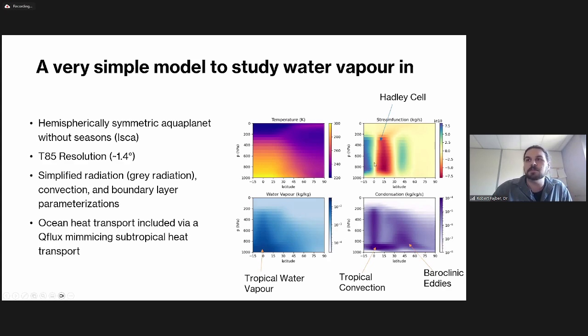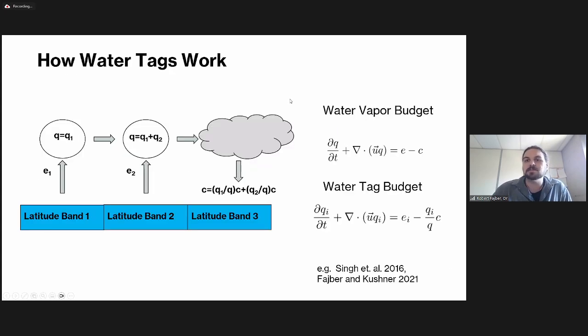Just to show you that the model's not completely crazy, I've plotted some fields over here on the right. This is what the zonal mean temperature looks like. In the atmosphere, you get a Hadley cell in the tropics and then a Ferrel cell in the mid-latitudes. You get a lot of tropical water vapor, just like in observations. And for the condensation, you can see there's tropical convection in the deep tropics, with a lot of convection right over the equator. In the mid-latitudes, there's a secondary condensation maximum, coming from the baroclinic eddies. So this is the model we're going to study.